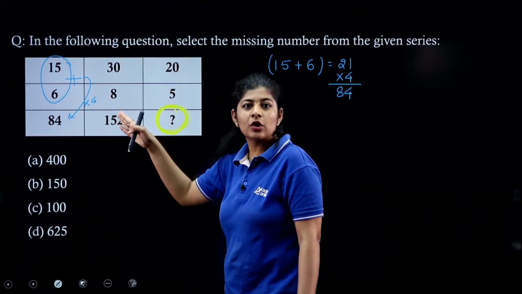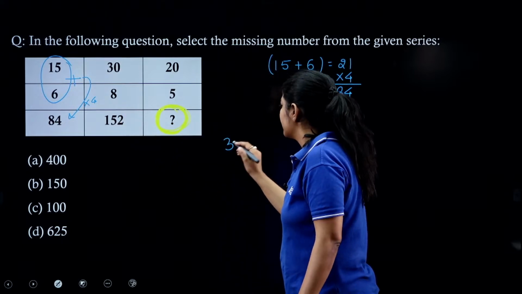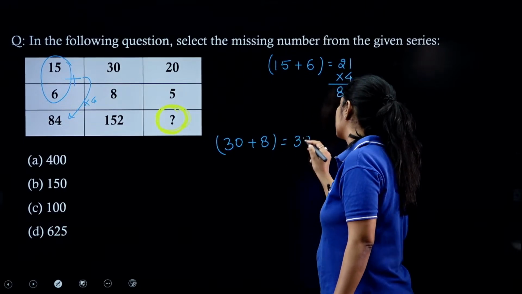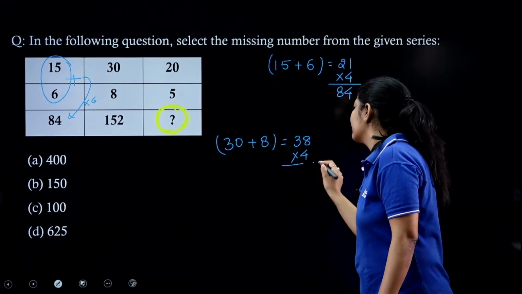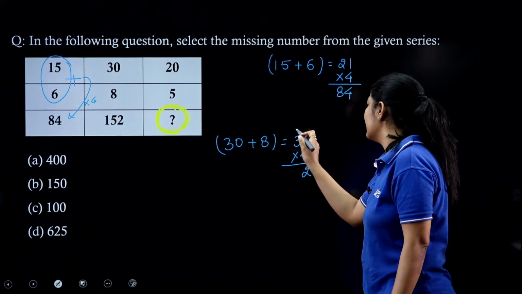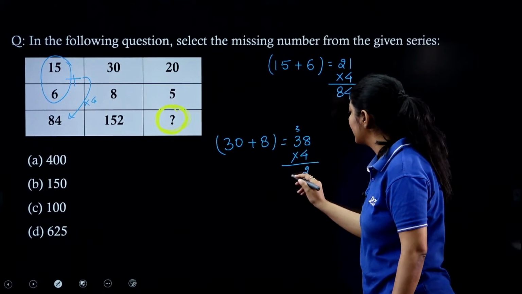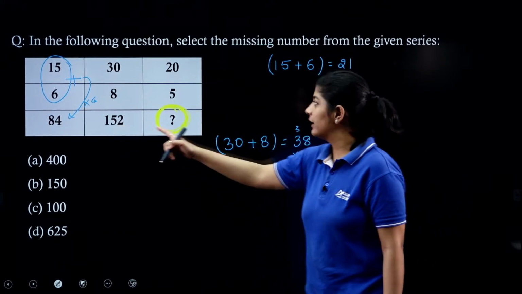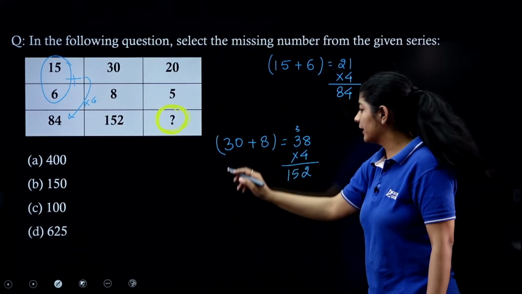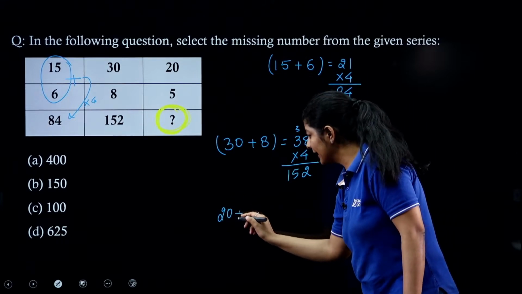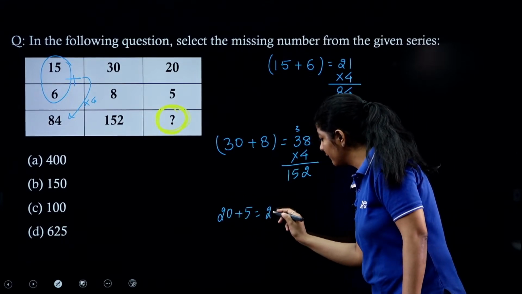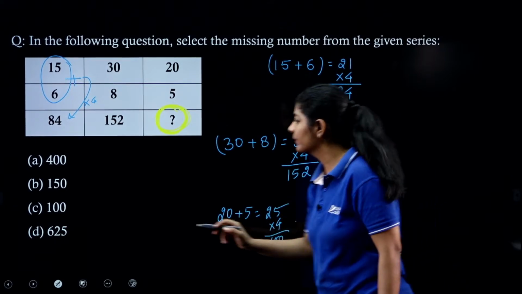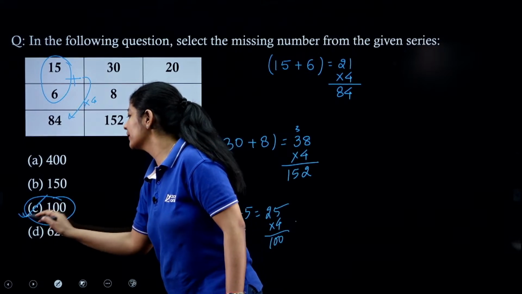So I'll just go through the second column. 30 plus 8, it gives me 38. And if I multiply 38 by 4, what are we getting? 2 and 3 carry forward, and here we are getting 152. And that's what we are having over here. So we need to apply the same logic over here. 20 plus 5, 25 into 4, this will give me 100 as my answer. Option number C is the correct one.